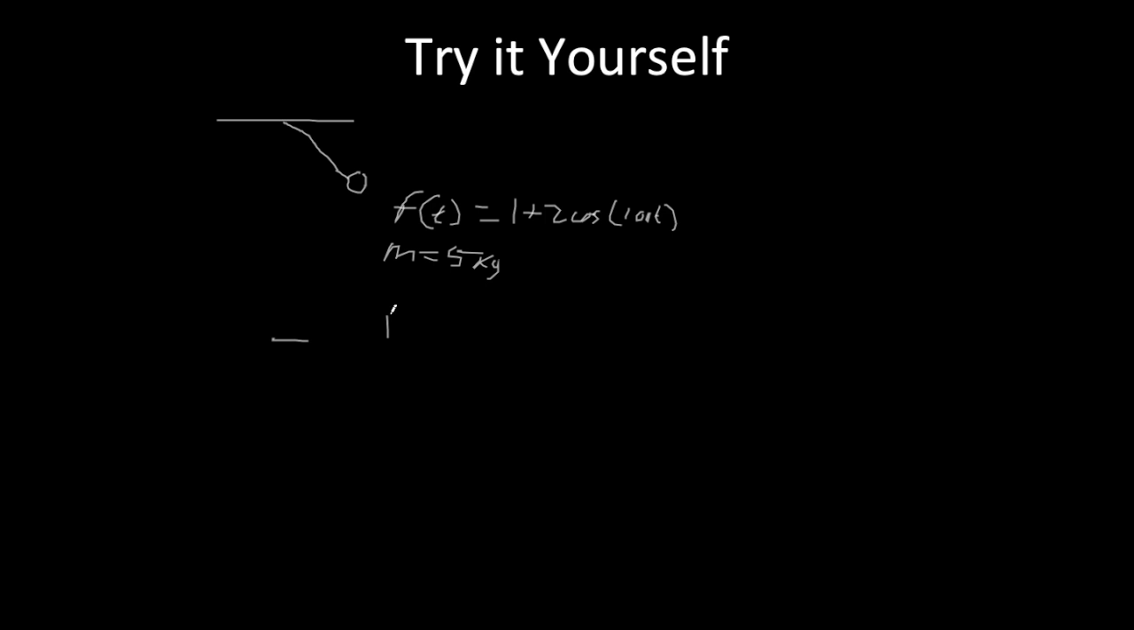Now, find the first time such that the potential energy of the object is exactly equal to 60. And yes, assume that you are on Earth.